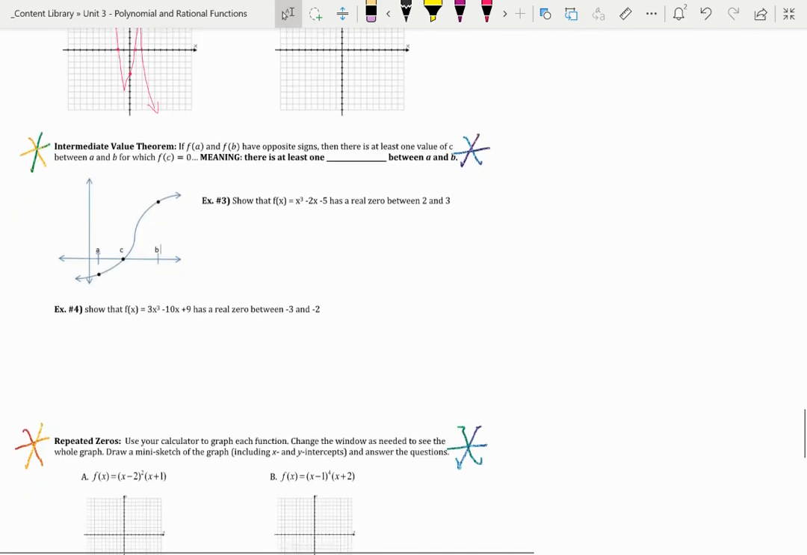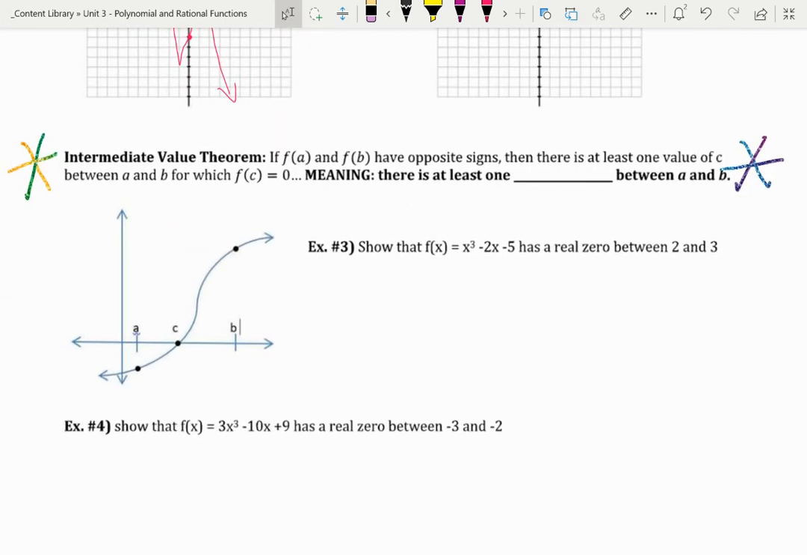The next important part here is our intermediate values theorem. This is basically saying that if the graph crosses between two whole numbers, there's going to be a 0 between them. Okay, so this here should say x-intercept. So basically what we do is we take the function and we want to know if there's something between 2 and 3. We just plug it in.